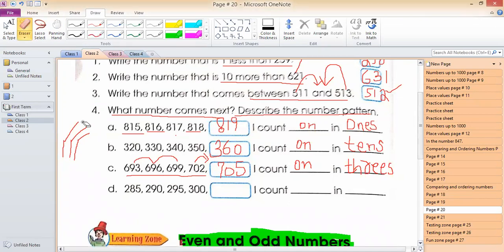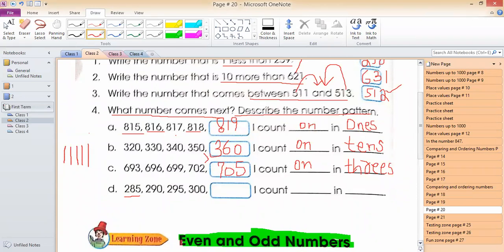That's very good. Now we need to identify the next pattern. What pattern is that? 285, then 290. So for that, again, I am going to take help with the lines. I will start counting after 285: 286, 287, 288, 289, 290. So I reach 290. After drawing how many lines? 1, 2, 3, 4, and 5. That means we are counting on in fives.